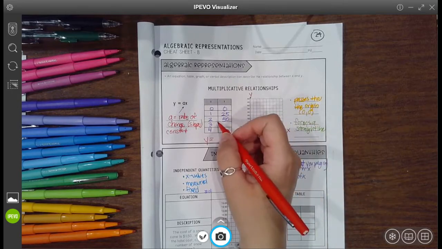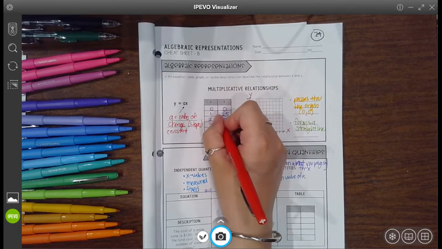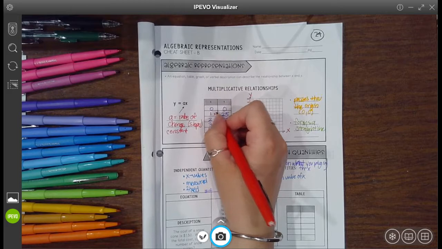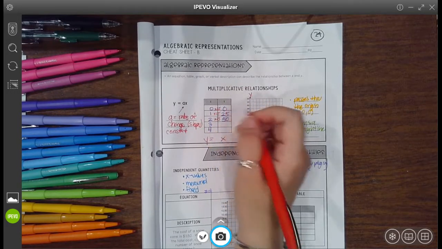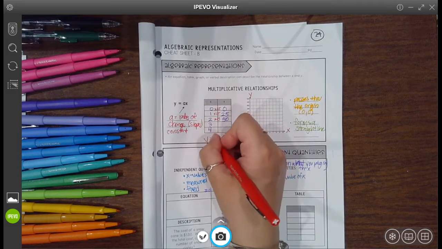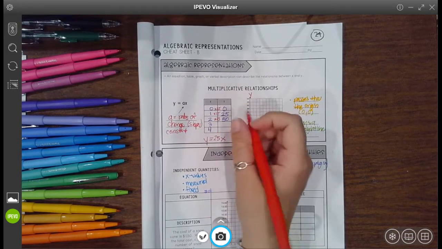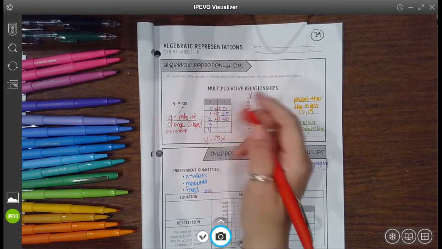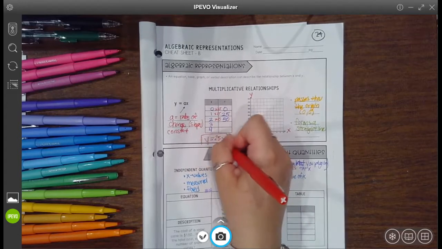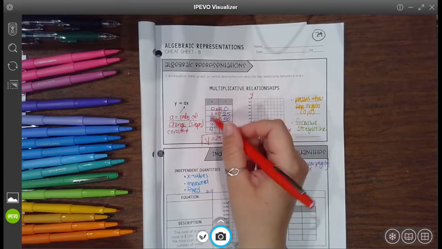Well, you notice that if you did 25 times x, you get 50. If you did 1 times 25, you get 25. Or 0 times 25, you still get 0. So each time you have the x, you multiplied it by 25. And then you got your corresponding y. That is your equation that represents this relationship in the table.